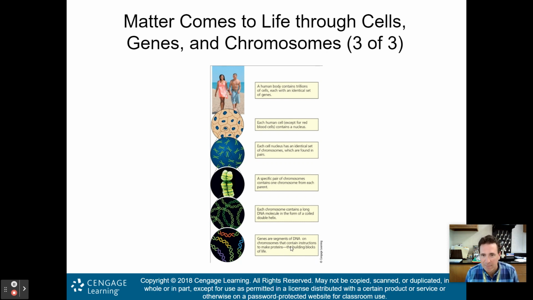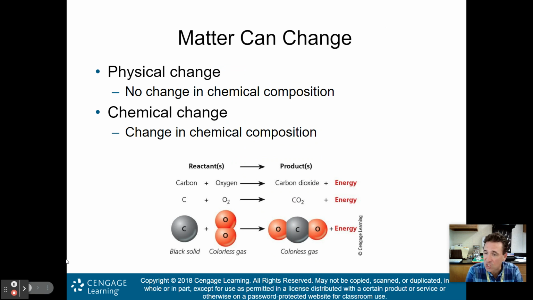So again, genes are segments of DNA on chromosomes that contain instructions to make proteins, the building blocks of life. Each chromosome contains a long DNA molecule in that double helix form. A specific pair of chromosomes contains 1 chromosome from each parent. Each cell nucleus has an identical set of chromosomes, which are found in pairs. Each human cell, except for the red blood cell, has a nucleus, and the human body contains trillions of cells, each with an identical set of genes. So this is kind of the relationship from cells, chromosomes, genes to an entire organism. So again, you don't need to memorize all this. I would just understand the relationships between them.